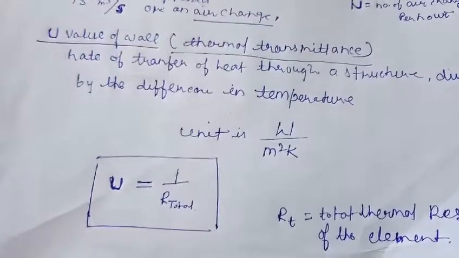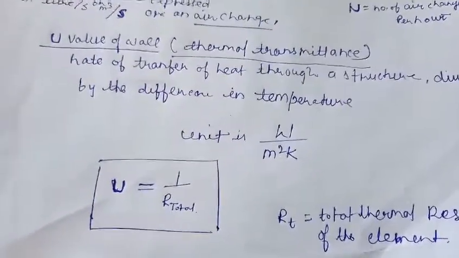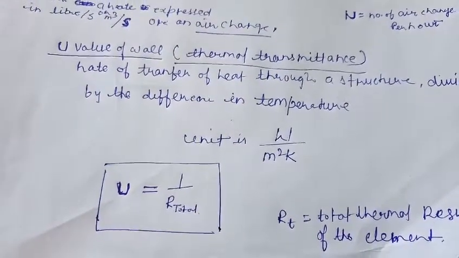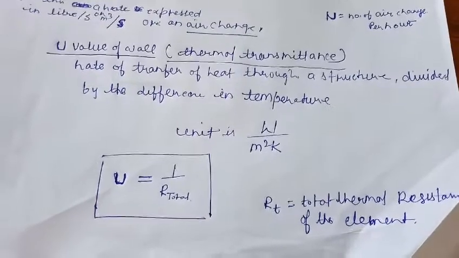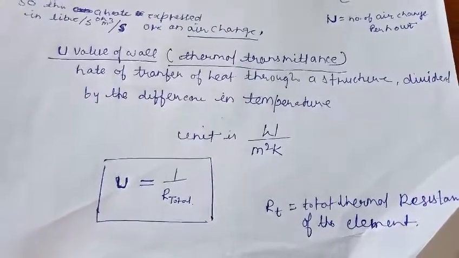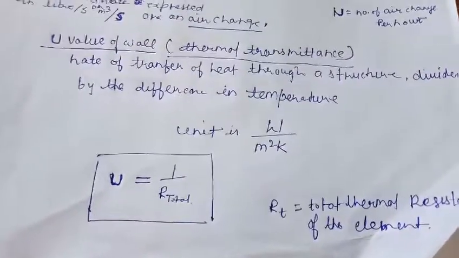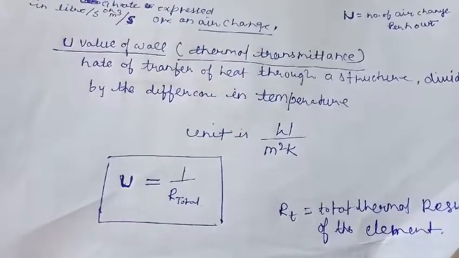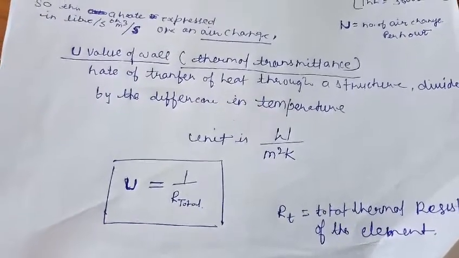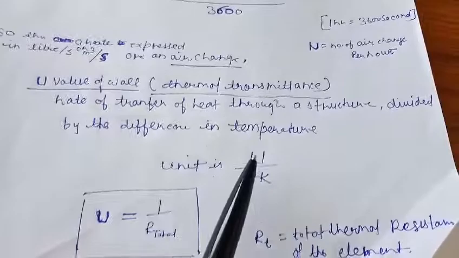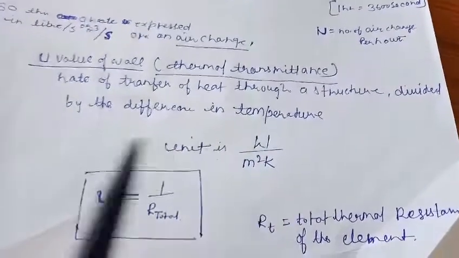Before, in formulas we heard U value of wall, or U value was there. So we have to understand what U value is also. So U value of wall is thermal transmittance. The rate of transfer of heat through a structure divided by the difference in temperature, so it becomes U value. And the unit is watt per square meter Kelvin.